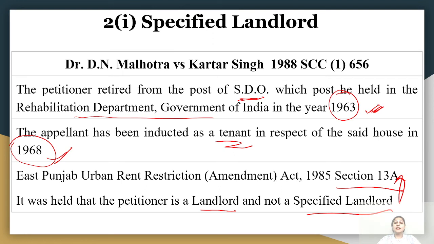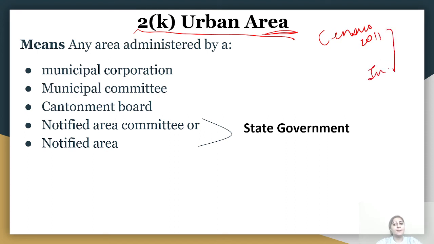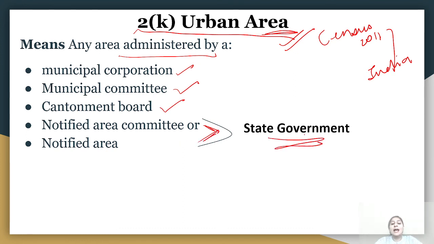So with this, we have completed our discussion of specified landlord. And now I would like to rectify. In the previous video, I had stated that the urban areas is nowhere provided in the Act of Himachal Pradesh, to which I stand corrected that section 2K provides us urban areas. The previous definition that we did with respect to census of 2011 was with respect to the entire India, right? And with respect to our Himachal Pradesh, section 2K specifies that any area that is administered by a municipal corporation, municipal committee, a cantonment board, or any area that is notified, or any area committee that is notified by the state government, that will amount to the urban areas for the purpose of this act, right?